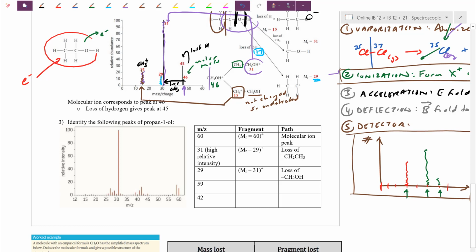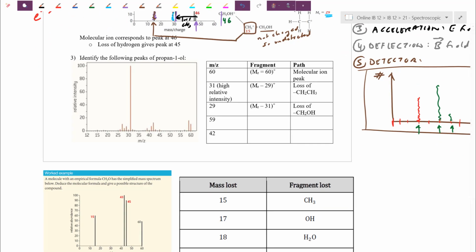So with that in mind here, let's see if we can identify some of these. Obviously, they would have simplified things a lot. In general, it's a little bit hard to identify which every single peak corresponds to, but you should be able to give me a feel of what's present. So identify the following peaks of propan-1-ol. I would just draw it out first.